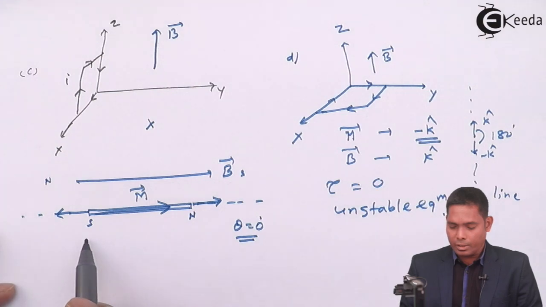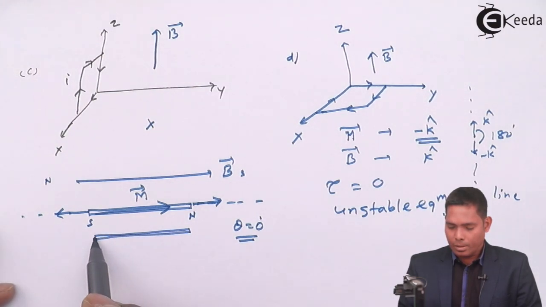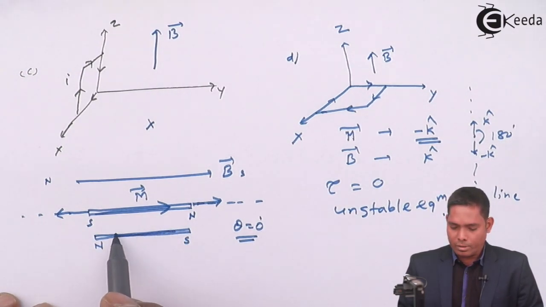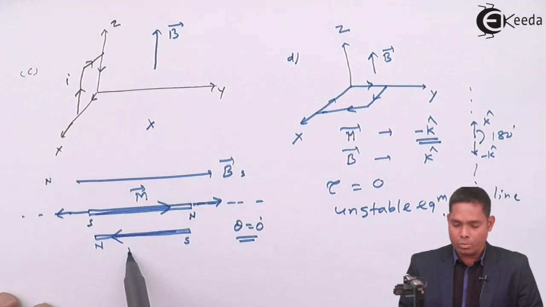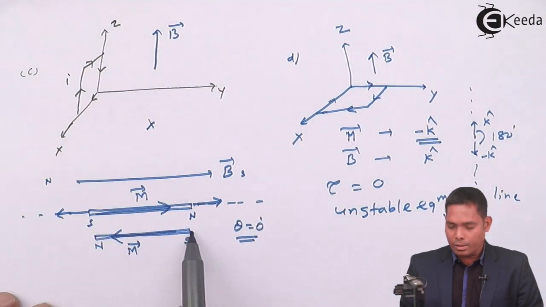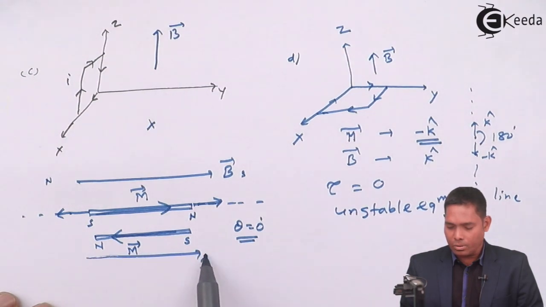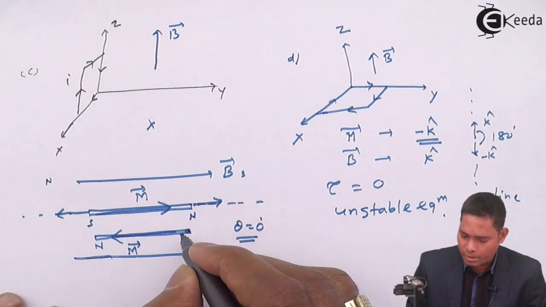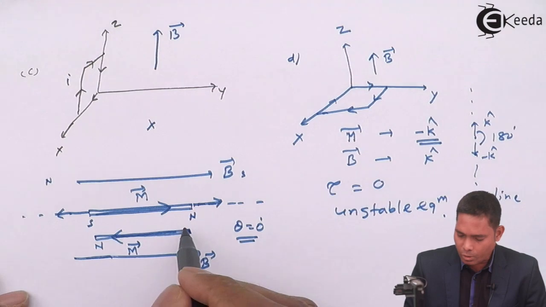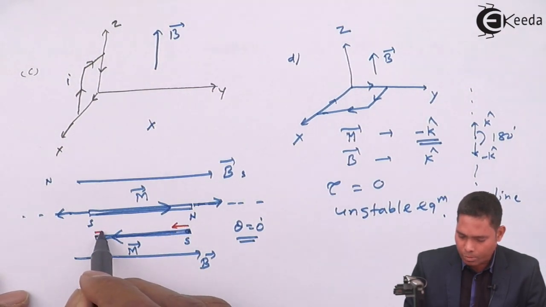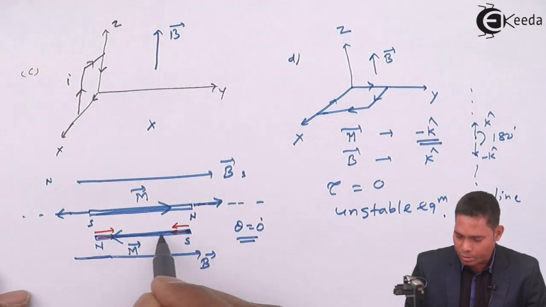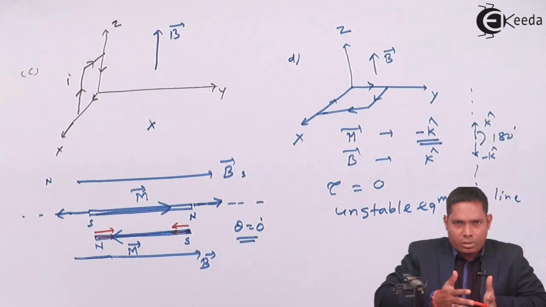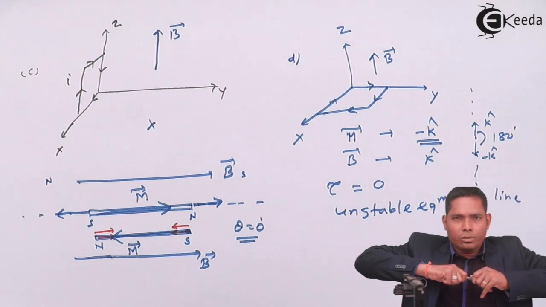But if I reverse the direction of this magnet, that means the north pole is placed here and the south pole is placed here, then the dipole moment will be in this direction from south to north, and B is as usual in this direction. If I find the net force, then also it is in equilibrium, because the force on the south pole will be like this, and the force on the north pole will be like that. These two will cancel out each other. If I apply a force in this direction, or pull it like that, then also it will be in equilibrium.